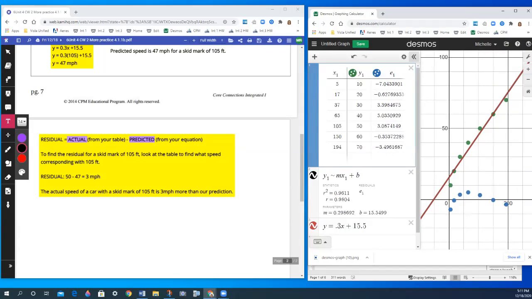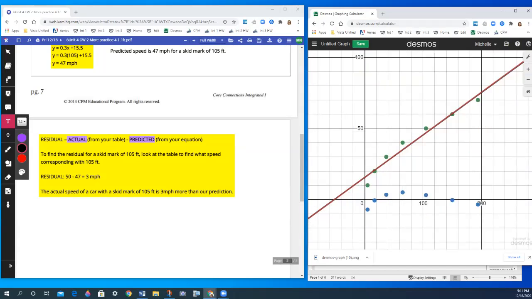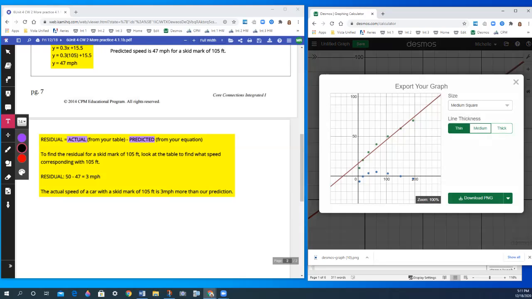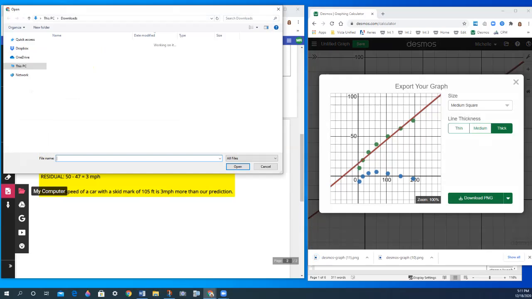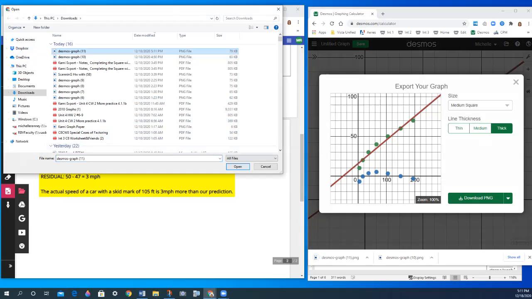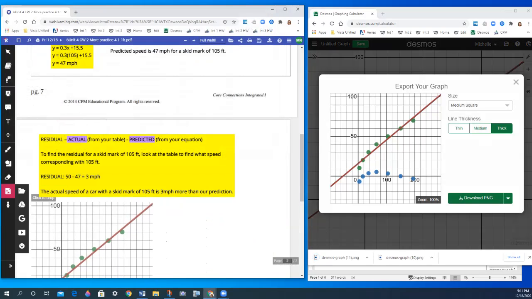In terms of the actual graph, here's your residual plot. This is the residual plot right here. These ones in blue are our residual plot. So I'm going to share this graph, and I'm going to download it. And then I'm going to come over here and add it on to this.